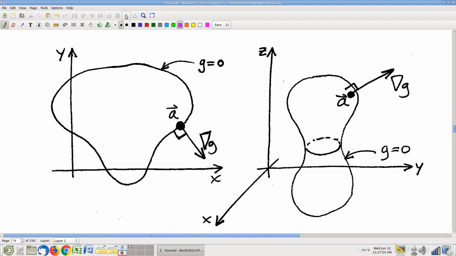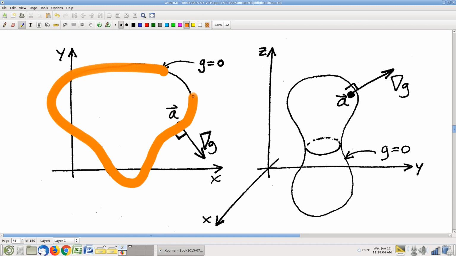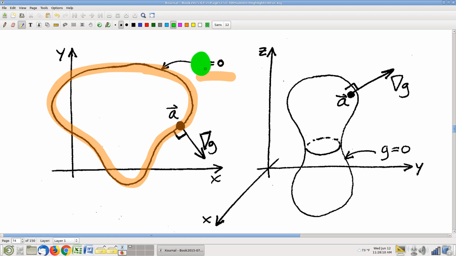But gradients are always perpendicular to level sets. So I hope you all remember that fact. For example, let's suppose our constraint set is this set there, described by this equation, which you'll notice is a level set of this function. Well, that constraint set, being a level set of that function, the gradient of that function will be perpendicular to that level set.